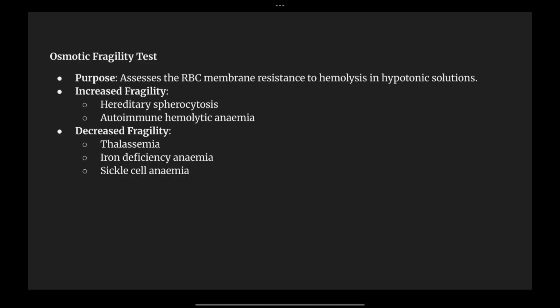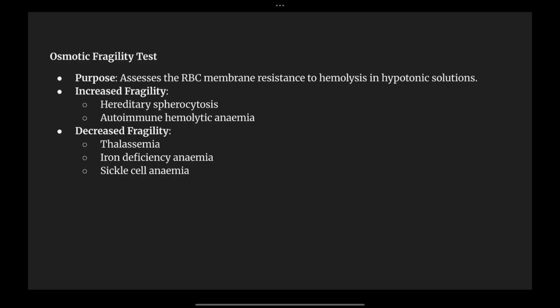So, what happens when you put an RBC inside a lower concentration of salt in its solution, that is hypotonic? So salt or any other medium that is a solution. If you put RBC into it, the RBC membrane should have the resistance against breaking down of the RBC and letting the outside solution move into it. So that is why the osmotic fragility test is conducted.